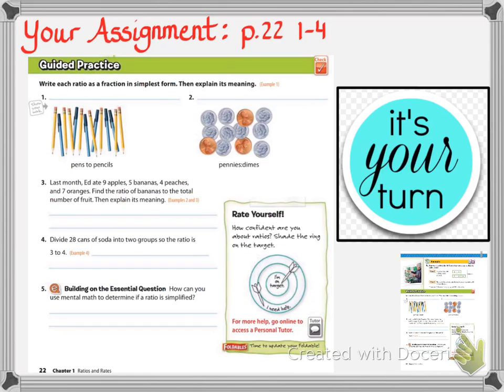Okay. So, close to done. Now it's your turn. What you need to do before you come into class tomorrow is make sure you have this page done. You're just doing problems 1 through 4 only, and it's going to be everything that we've been doing. It's going to require you to do some counting of the pictures that you have here, but be sure to also explain the meaning like it asks you to.